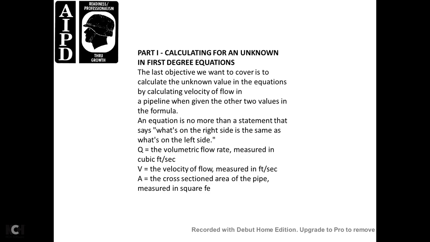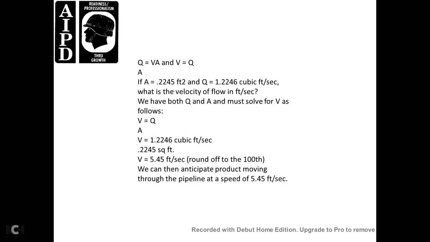Part I, calculation of the unknown in a first-degree equation. The last topic we want to cover is calculating an unknown value in an equation, for example calculating the velocity of flow in a pipeline. Given in the form of an equation, the volumetric flow rate Q equals velocity V times area A, where Q is in cubic feet per second, V is the velocity of flow measured in feet per second, and A is the cross-sectional area of the pipe measured in square feet.